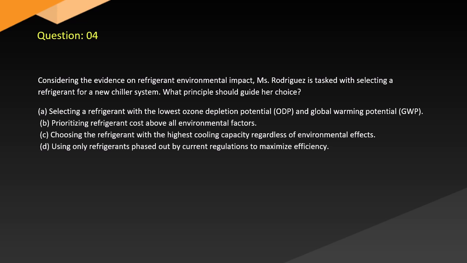Question 4. Considering the evidence on refrigerant environmental impact, Rodriguez is tasked with selecting a refrigerant for a new chiller system. What principle should guide her choice? A. Selecting a refrigerant with the lowest ozone depletion potential (ODP) and global warming potential. B. Prioritizing refrigerant cost above all environmental factors. C. Choosing the refrigerant with the highest cooling capacity regardless of environmental effects. D. Using only refrigerants phased out by current regulations to maximize efficiency.